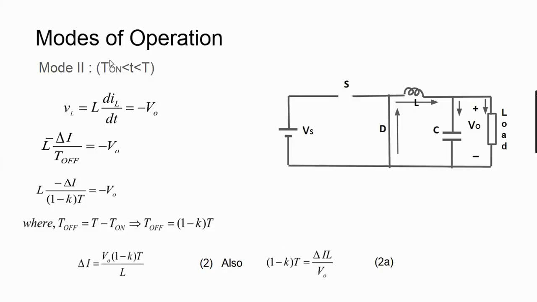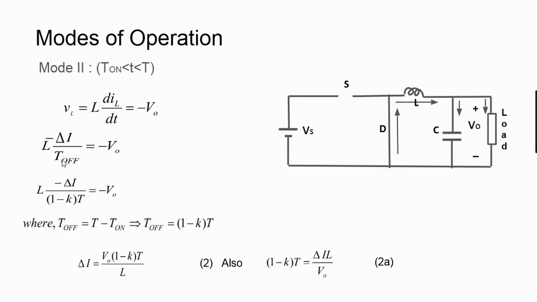In mode 2, which is the time interval between T on and T, the inductor voltage equals minus V0 because Vs is disconnected from the inductor. So VL can be written as L into, instead of dIL, minus del I, because during mode 2 the current falls from the maximum value to the minimum value. We have taken del I equal to I max minus I min, but for mode 2, dIL will be I min minus I max. So dIL equals minus del I, and dt is T off.